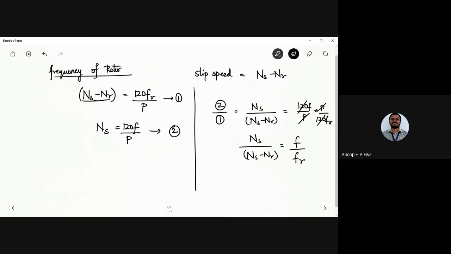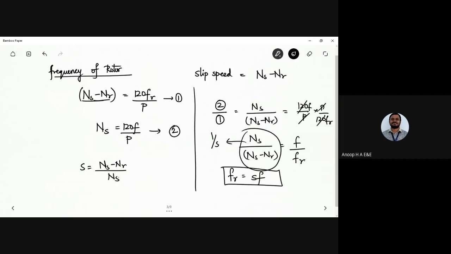If I interchange it, fr would be equal to, this value is generally taken as 1 divided by s. If you check, s is given as (ns minus nr) divided by ns. So fr equals s times f. That is the rotor frequency, fr, which is equal to s times f.